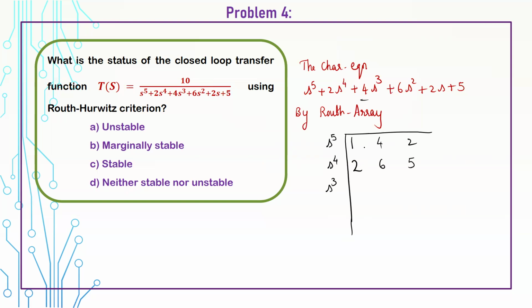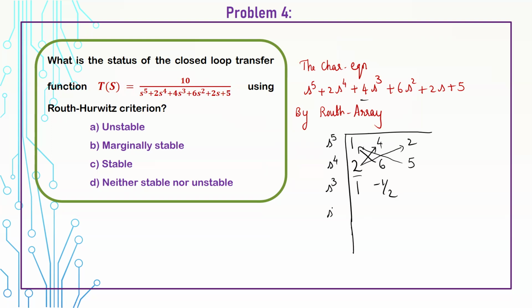For the s cube row, the calculation is 2 into 4, 8. 8 minus 6 by 2. 8 minus 6 is 2, and 2 by 2 is 1. And then for the next element, 2 into 2 minus 5 into 1. So 2 into 2 is 4, 4 minus 5 is minus 1. Minus 1 by 2, it is minus 1 by 2.